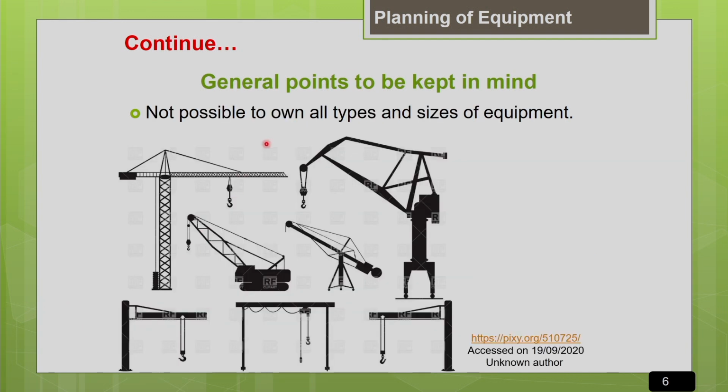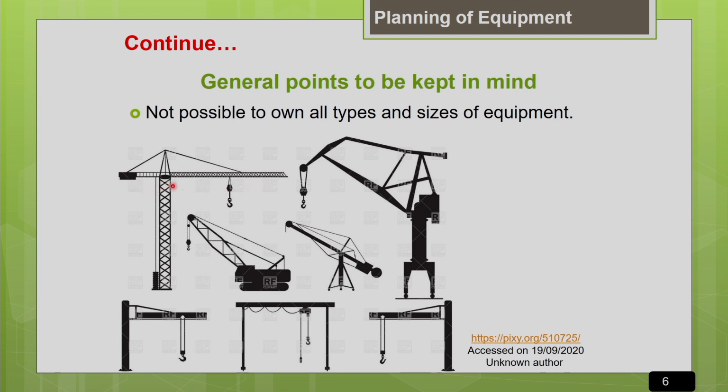And another general point to be kept in mind is, it is known to everyone that it is not possible for a contractor to own all the types and all the sizes of equipment. Say for example, if you take an excavator, there are different bucket capacities of excavator. So it is not possible for the contractor to have all the bucket capacity models in the project site. Similarly, if you look into the crane, there are different models of crane with different lifting capacity.